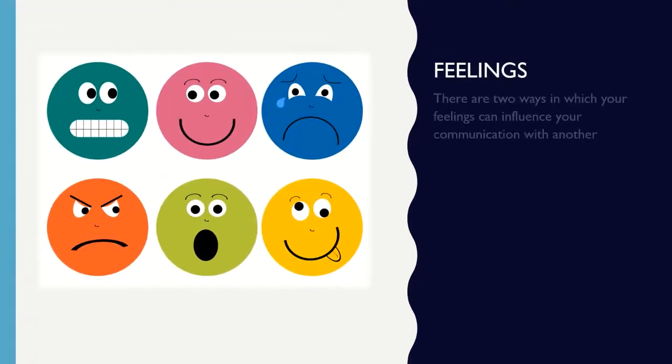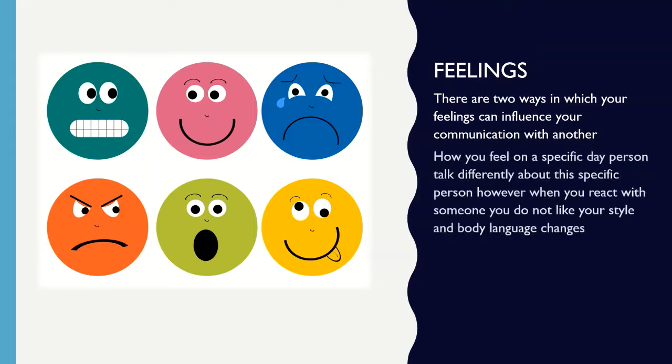Okay, come to the next. That is about feelings. Feelings means there are two ways in which our feelings can influence our communication with one another. First, how you feel on a specific day. A person talks differently to a specific person; however, when you react to someone who did not like you, your style and body language change.